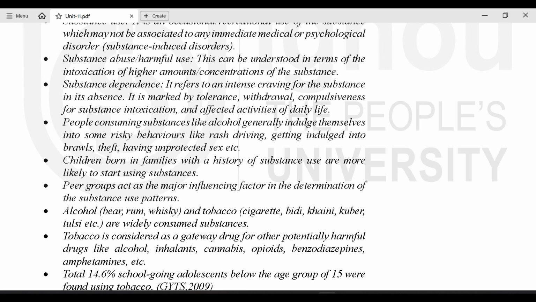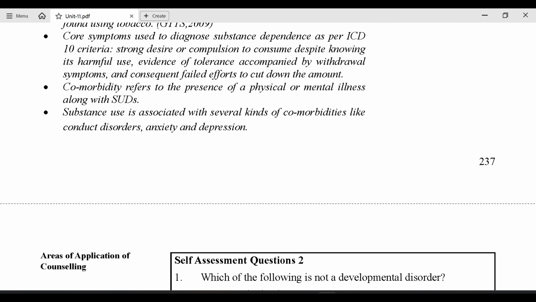Total 14.6% school-going adolescents below the age group of 15 were found using tobacco. Core symptoms used to diagnose substance dependence as per ICD-10 criteria: strong desire or compulsion to consume despite knowing its harmful use, evidence of tolerance accompanied by withdrawal symptoms, and consequent failed efforts to cut down the amount. Comorbidity refers to the presence of a physical or mental illness along with SUDs. Substance use is associated with several kinds of comorbidities like conduct disorders, anxiety and depression.